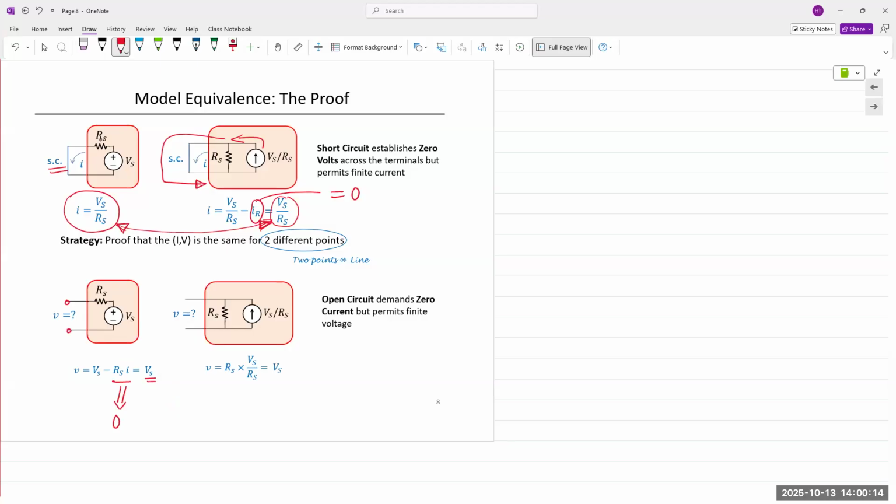This is an important property. Oftentimes you will see circuits where you modify them and you will realize that at the open circuit, meaning the voltage must be the same.